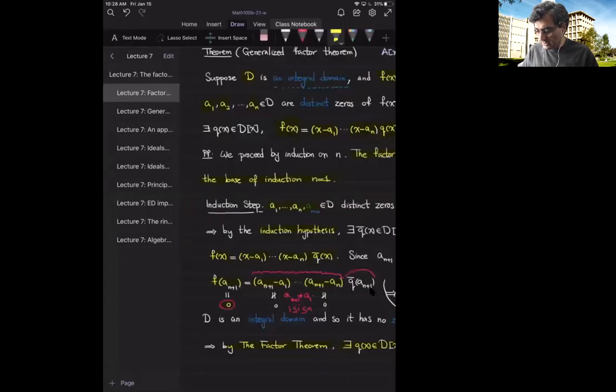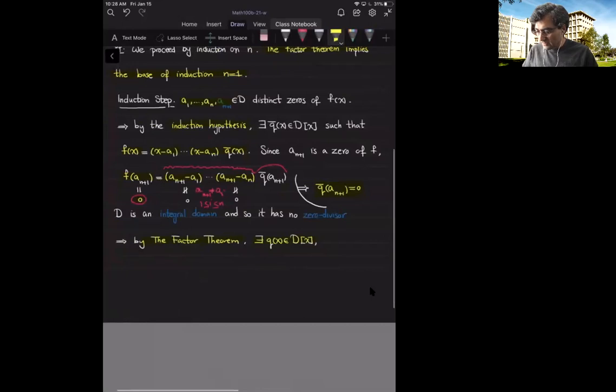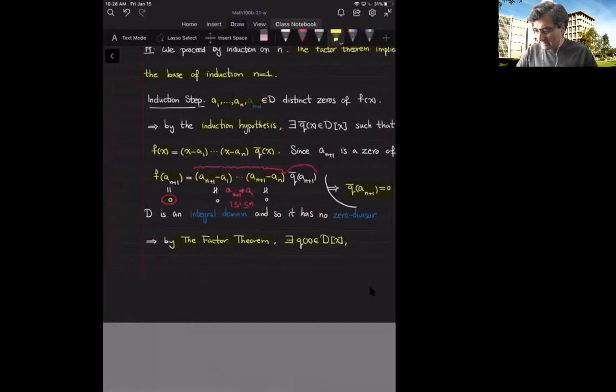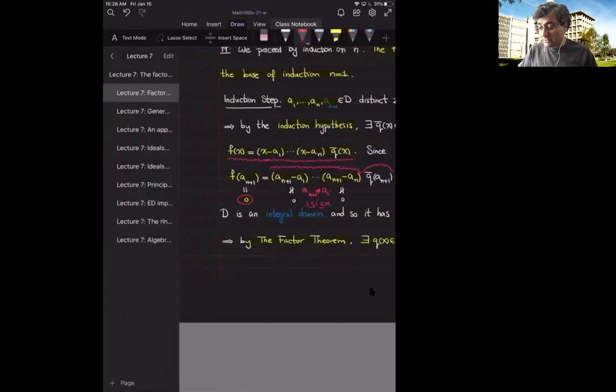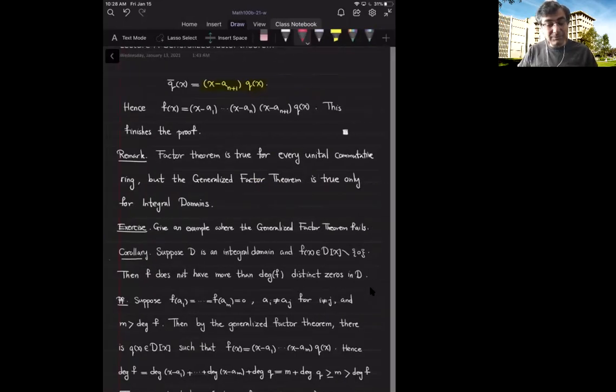Remember, we used the induction hypothesis to get this, that f of x is x minus a1 times x minus a2 through x minus a sub n times q bar. Now we found out that q bar itself can be written as x minus a sub n plus 1 times q of x. We plug it in and we get the desired conclusion. So this exactly gives us the induction step, which finishes the proof.